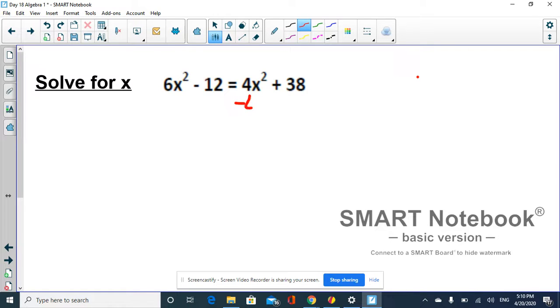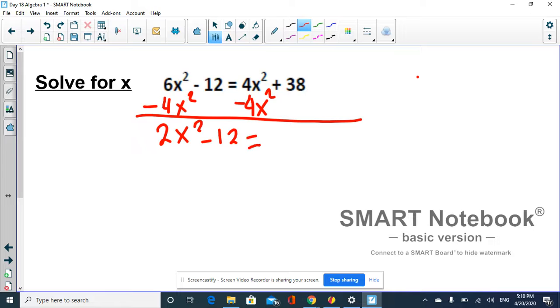Let's move this 4x squared. This is positive, we subtract. The other side, we subtract 4x squared. 6 minus 4, 2x squared minus 12 equals 4x squared minus 4x squared, nothing. We still have 38. Now solve for x, means we delete 12 from here. This is negative, so we add 12 and add 12 on the other side.